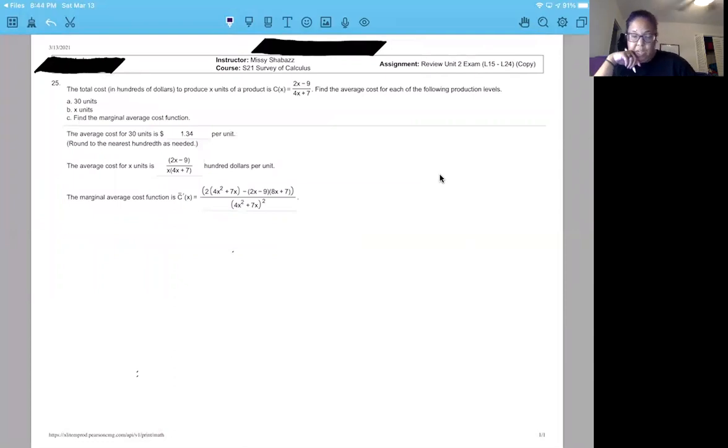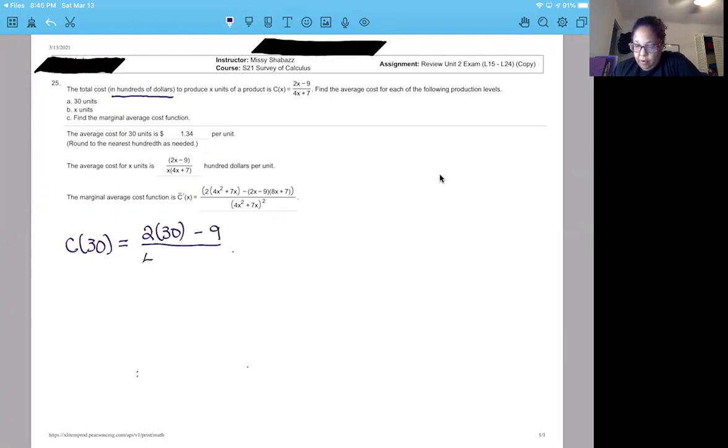All right, the next question asks me the total cost in hundreds, so make sure we remember that that's in hundreds, to produce x units of a product is C of x equals 2x minus 9 over 4x plus 7. Find the average cost for each of the following production levels. All right, for part A, if I want to find the average cost, I'm just going to find the cost of 30 units and divide it by 30 units. So I have C of 30 is equal to 2 times 30 minus 9 over 4 times 30 plus 7.